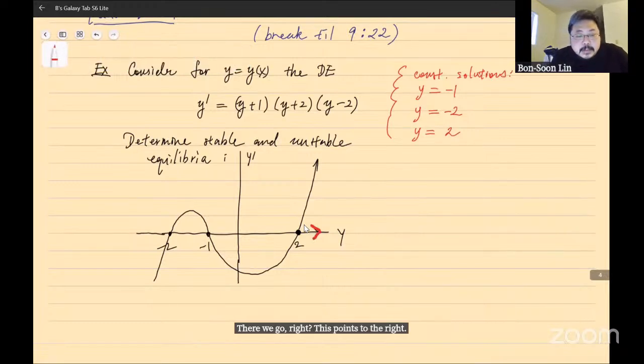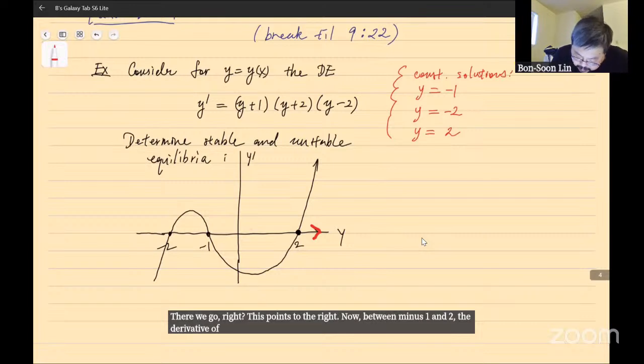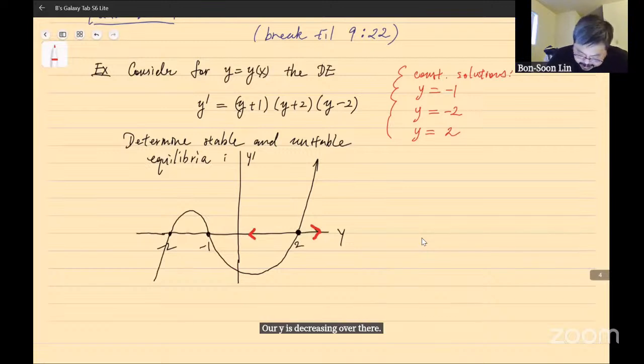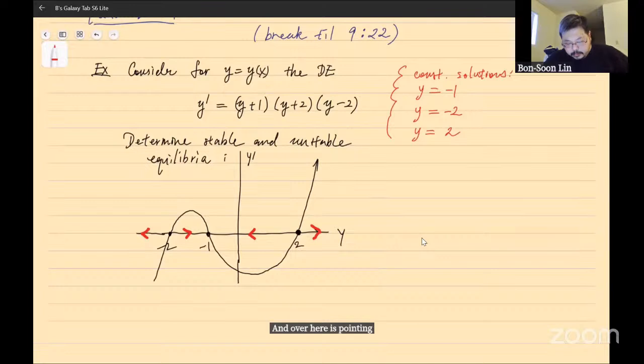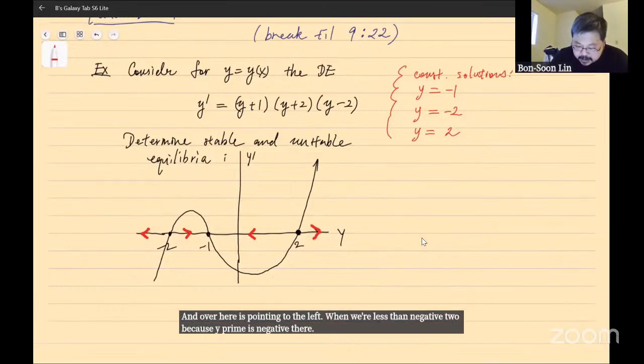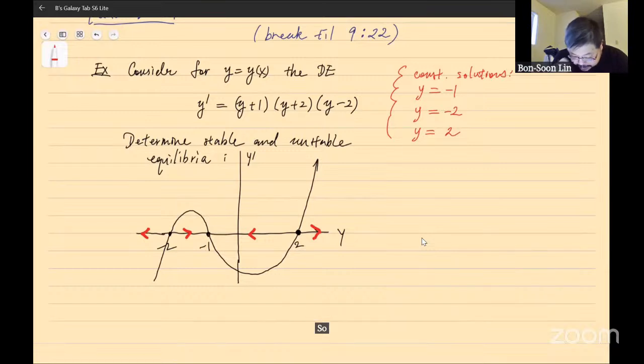Now, between -1 and 2, the derivative of y is negative, so we are pointing to the left. Our y is decreasing over there. And from -2 to -1, it's pointing to the right because y prime is positive. And over here it is pointing to the left when we're less than -2 because y prime is negative there. So now we have this phase line analysis.